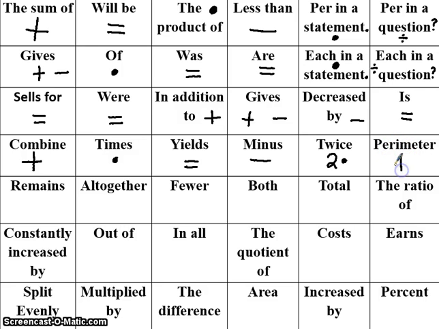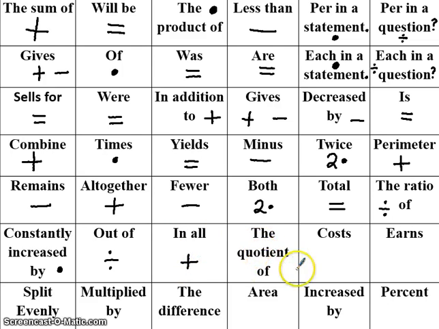Perimeter, add up all the sides. Remains, subtract. How many remains would be subtract? All together, add. Fewer, subtract. Both, meaning 2 times. Twice and both have 2 times. Total equals the ratio of, divide. Constantly increased by, that's multiplication. Out of, division. In all, add.